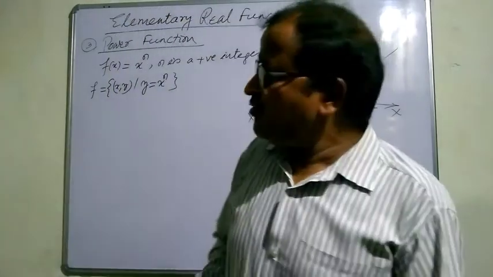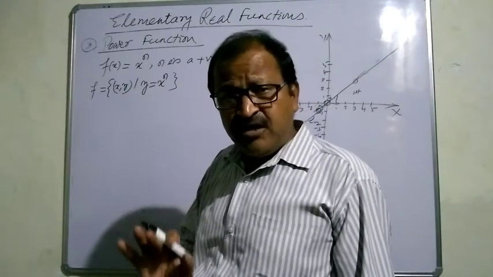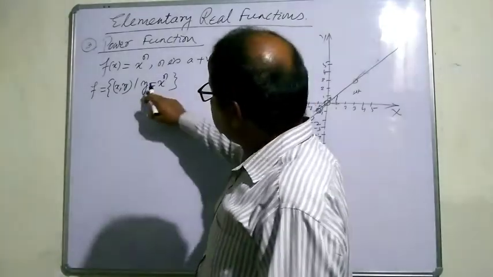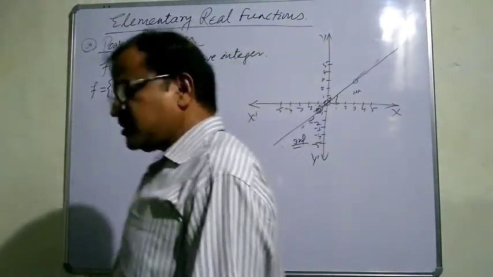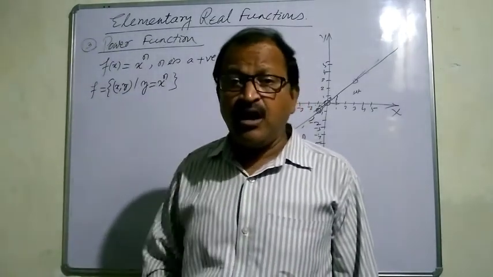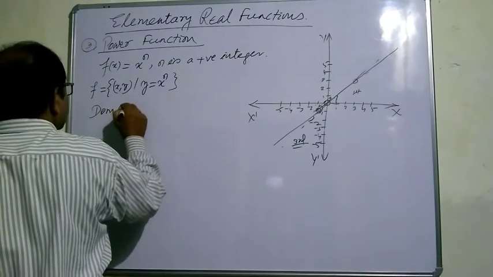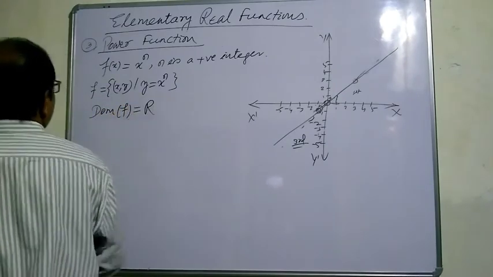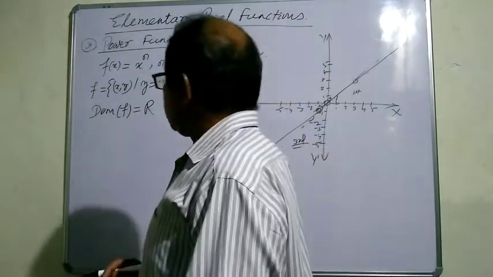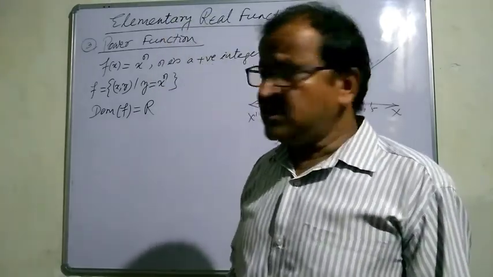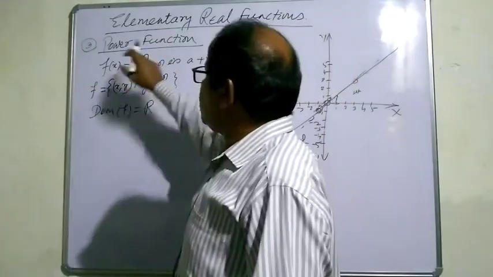Okay? So, you see, for every real value of x, you will get the corresponding value of y, and it is also real. If x is real, then x to the power n must be a real number. So, here the domain of f is the whole set of real numbers. And what will be its range? Its range will vary. Why? Because it depends upon n.